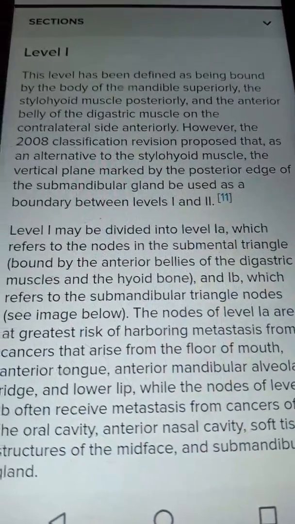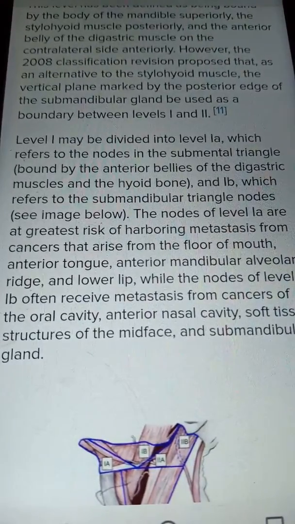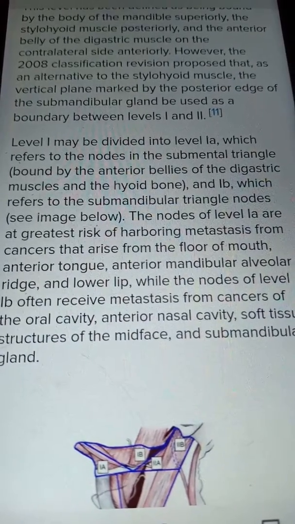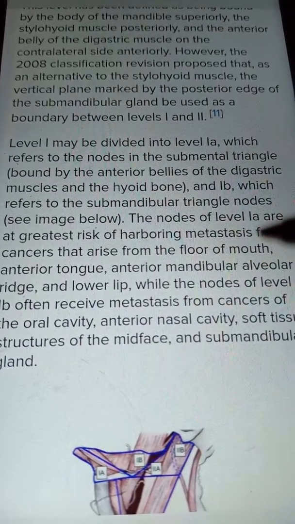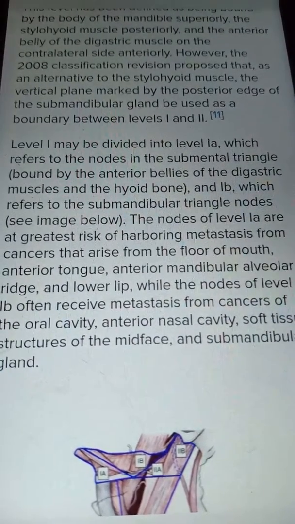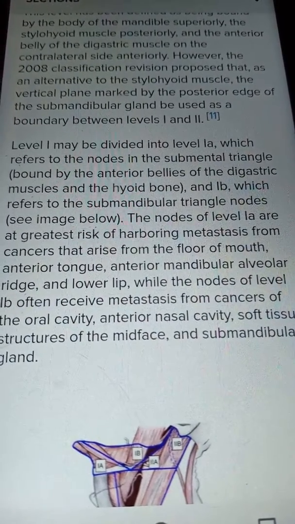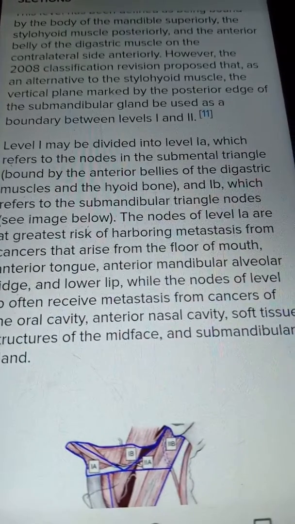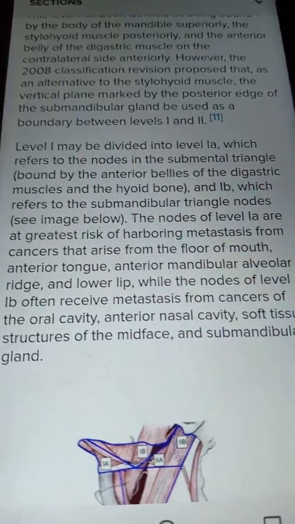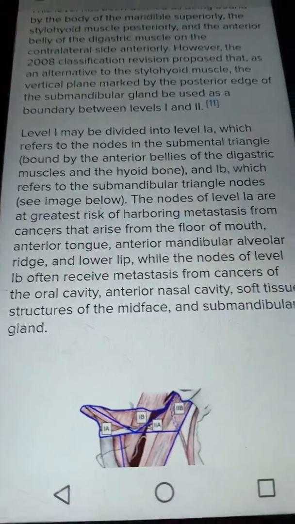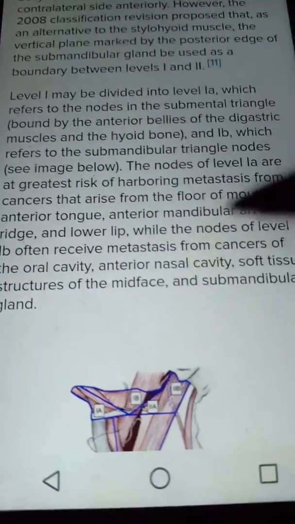The nodes of level 1A are at greatest risk of harboring metastasis from cancers that arise from the floor of mouth. Again, level 1 nodes are at greatest risk of metastasis from cancers that arise from the floor of mouth, anterior tongue, anterior mandibular alveolar ridge, and lower lip, while nodes of level 1B often receive metastasis from cancers of the oral cavity, anterior nasal cavity, soft tissue structures of the midface, and submandibular gland.